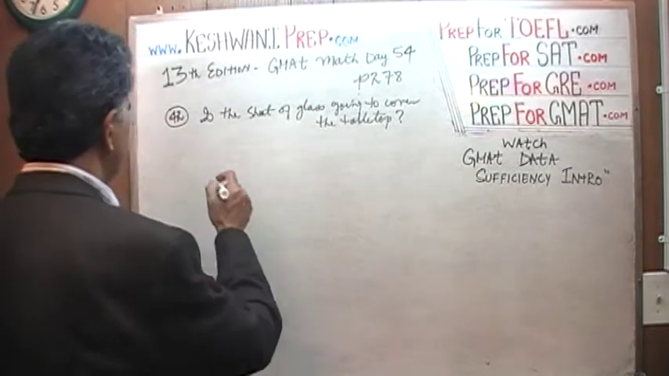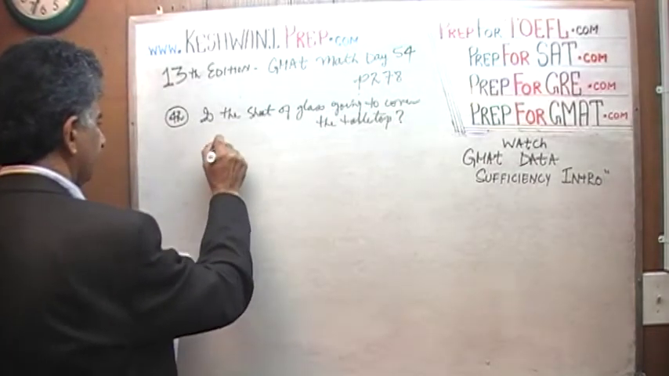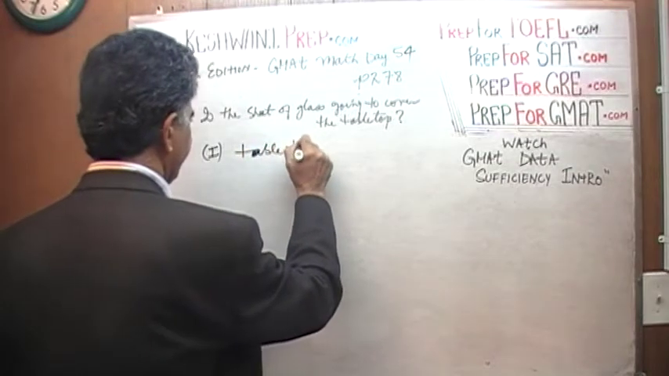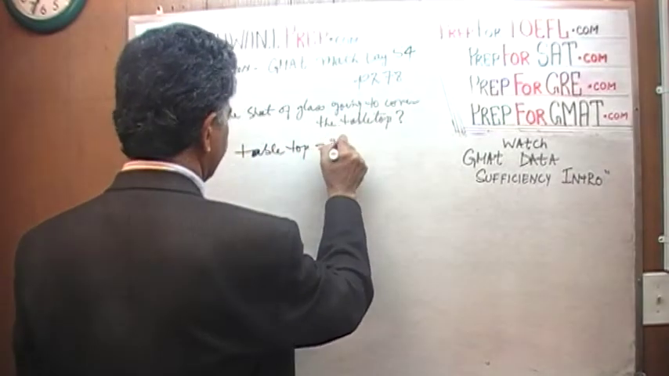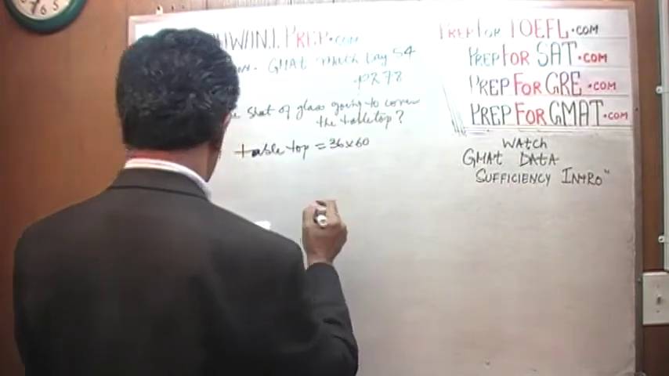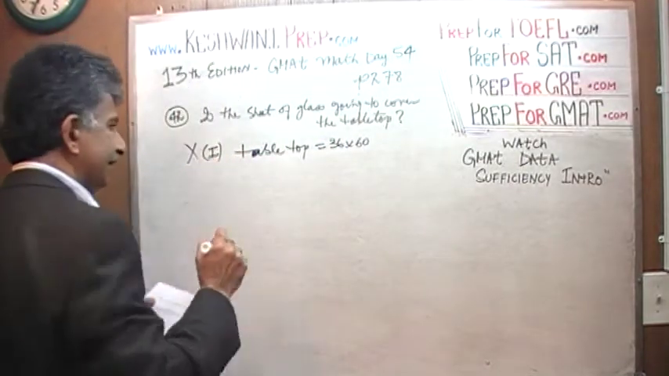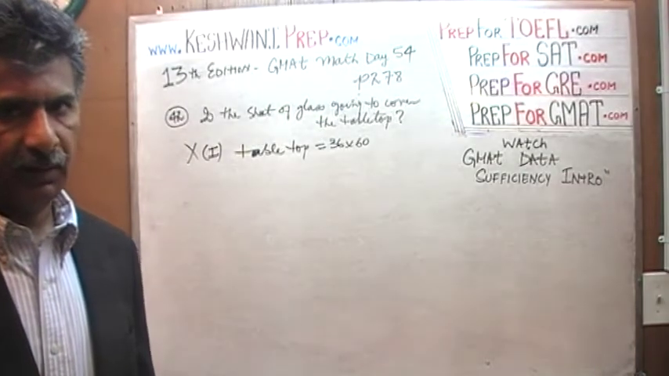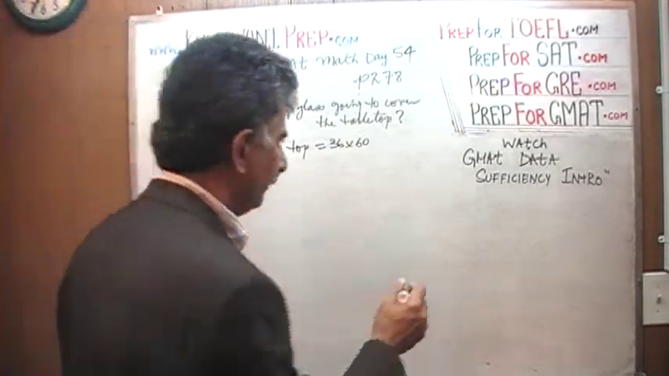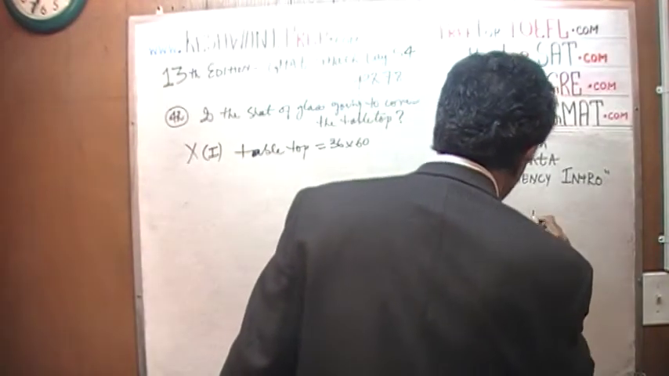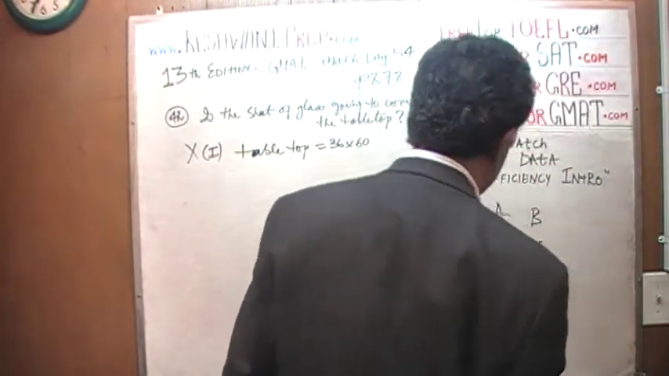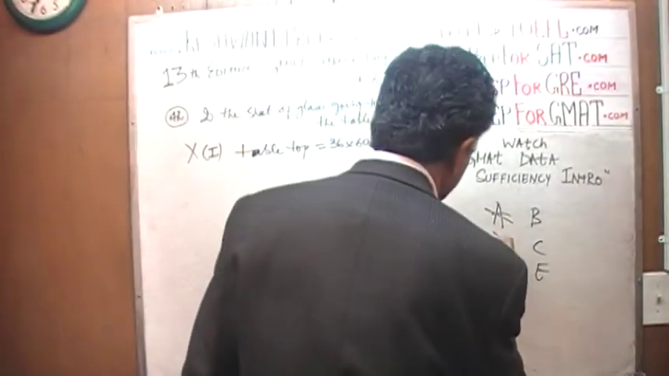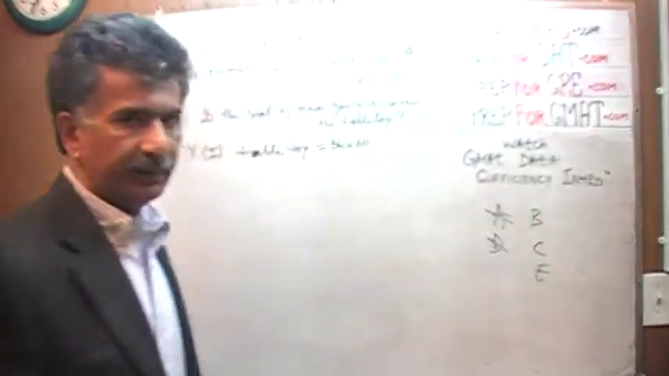In the first statement, they tell us the tabletop is 36 by 60. Of course, that by itself is not enough. Simply knowing the dimensions of the tabletop tells us nothing about the glass at all, so that by itself is not enough. AD, BCE. Since the first statement by itself is not enough, the answer cannot be A, nor can it be D. It has to be either B, C, or E.